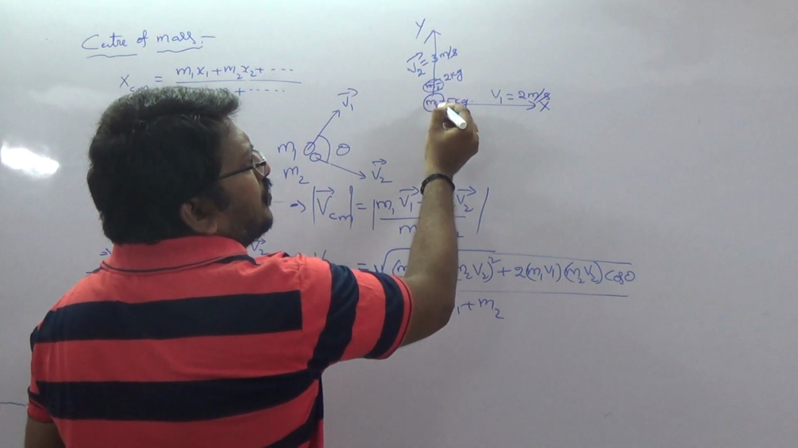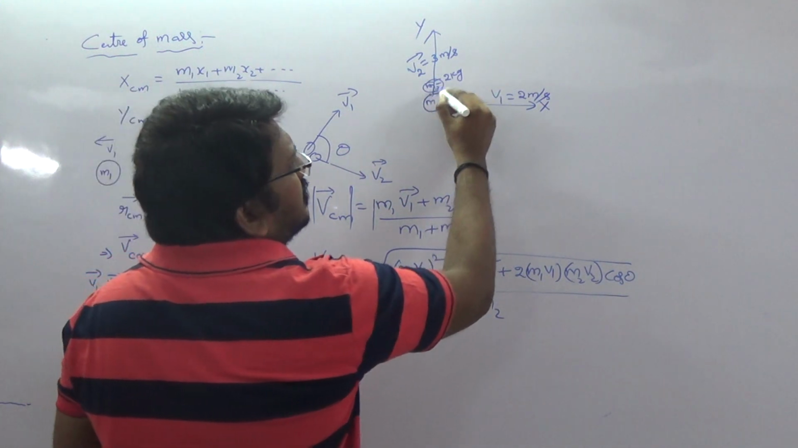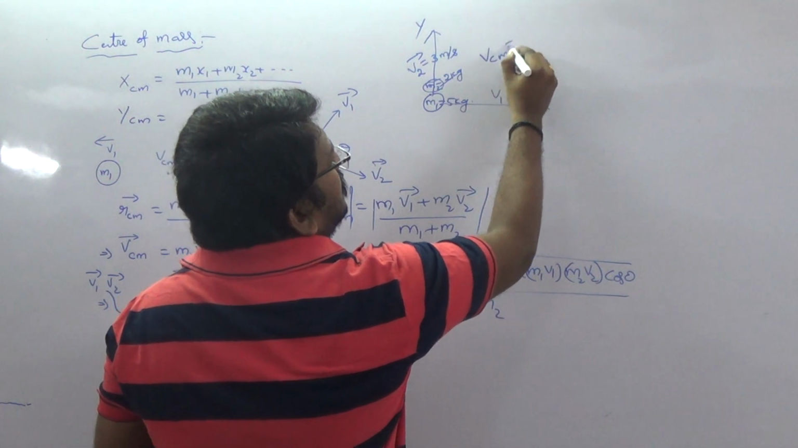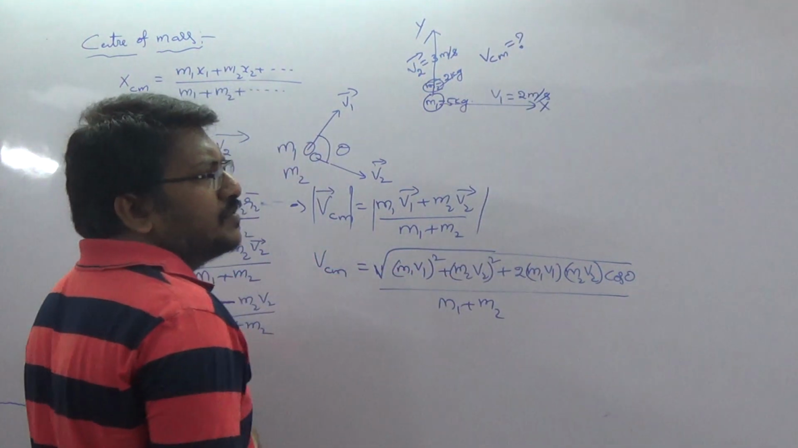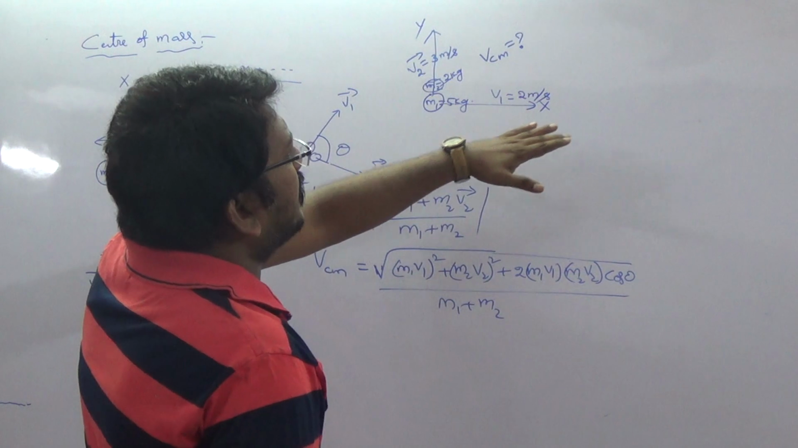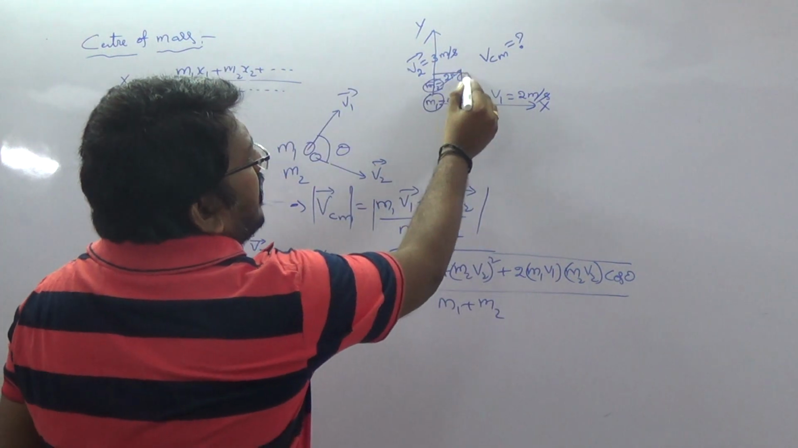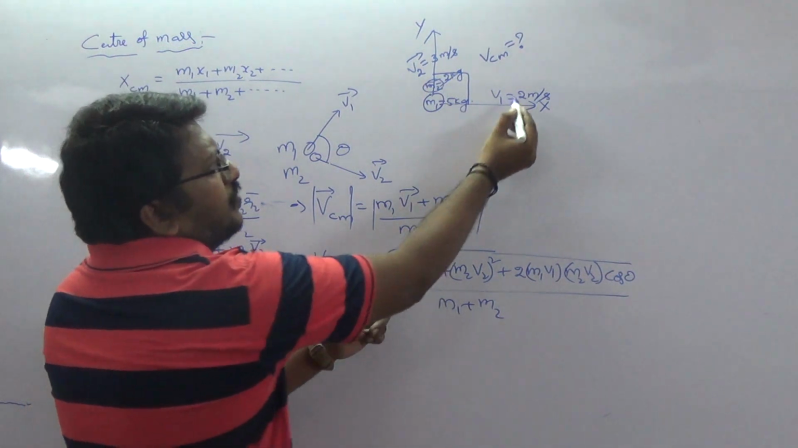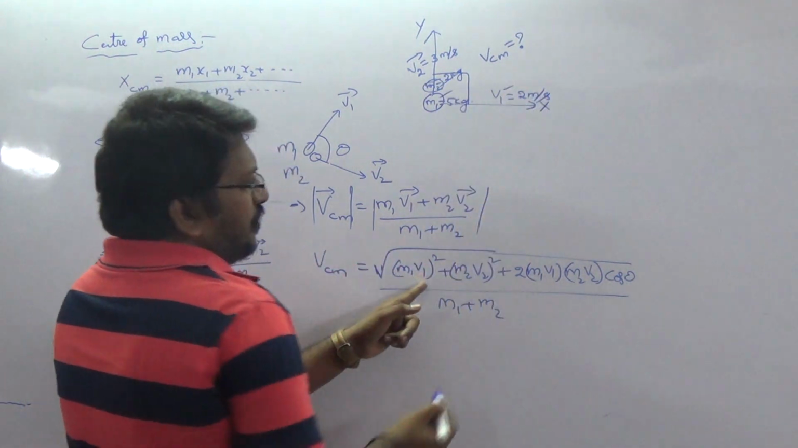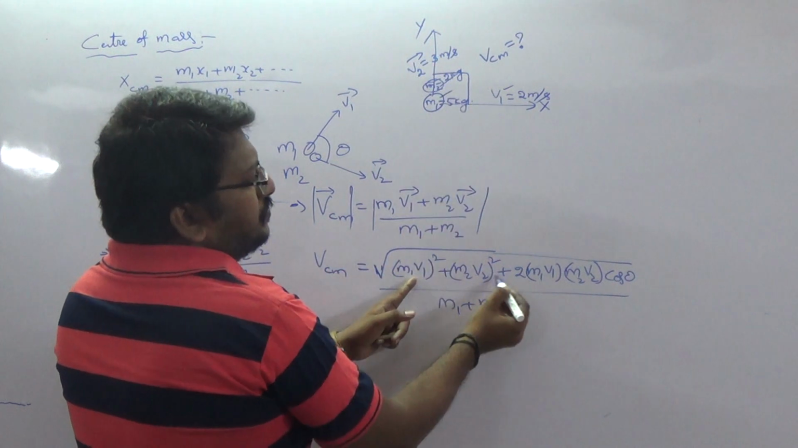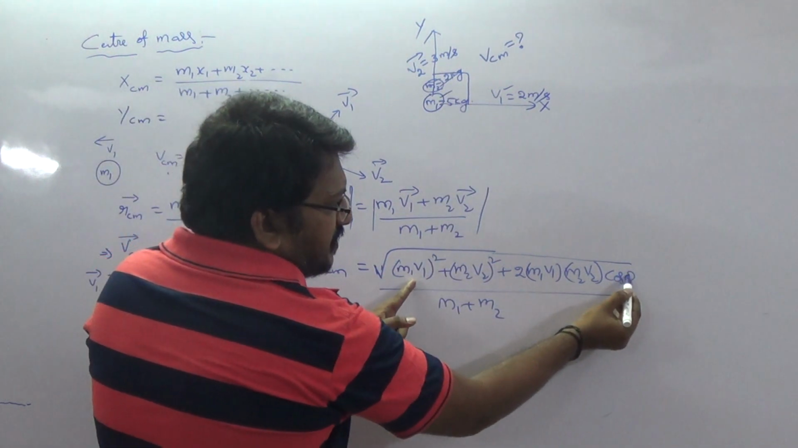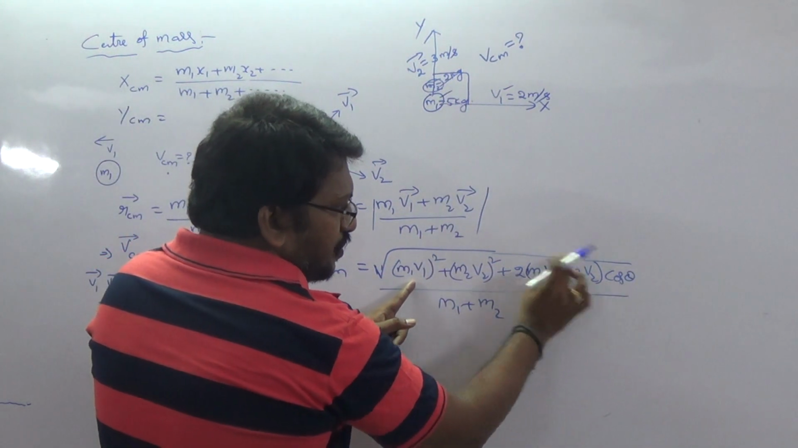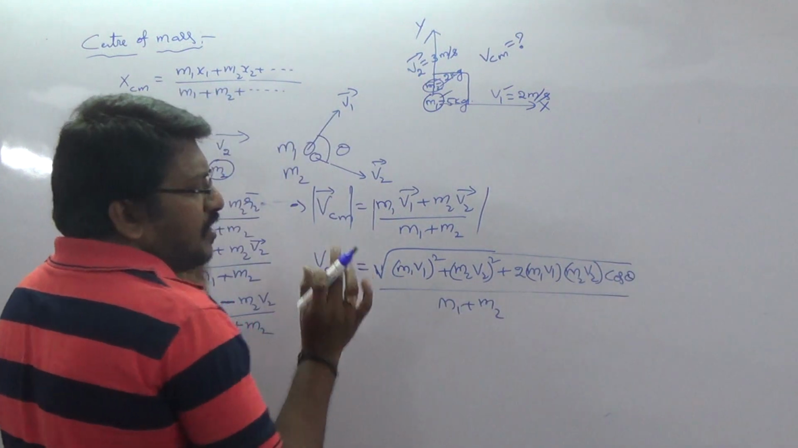These two particles' center of mass is moving with a certain velocity. What is the velocity of this center of mass? The two particles are traveling along the x-axis and y-axis, that's why the angle becomes 90 degrees. Substitute m1 v1, you know the value of m1 and the value of v1, and m2 v2 cos theta means cos 90. Cos 90 becomes 0, this term becomes 0, and we get the answer.